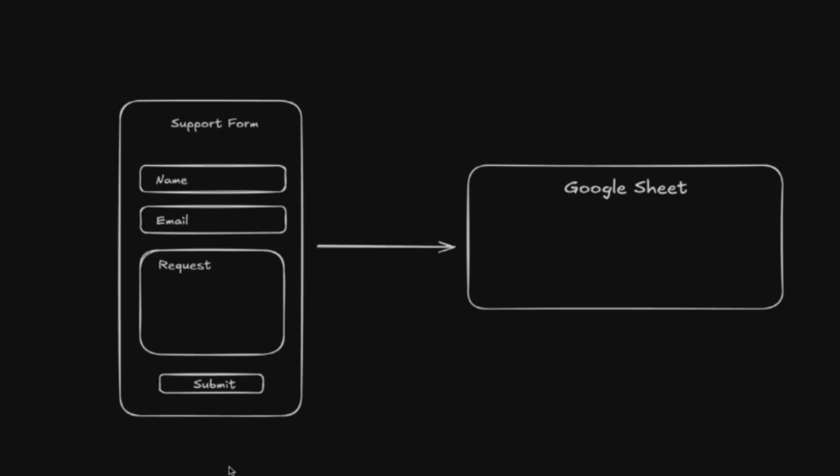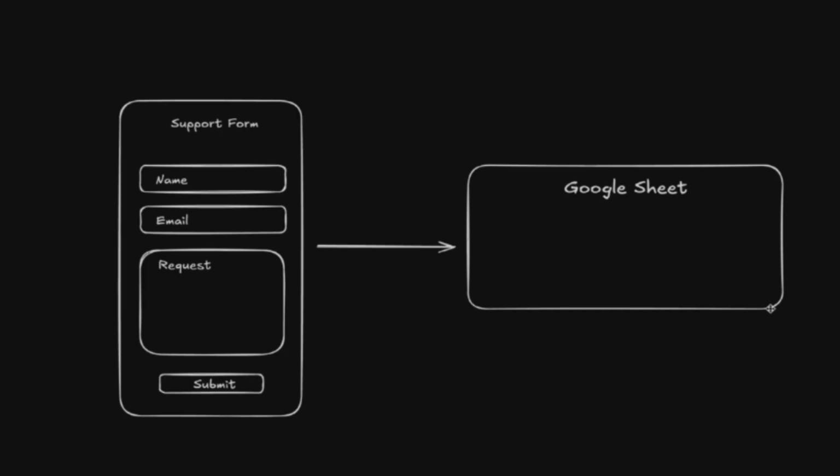So what are we trying to do? Well, we will create a support form where some users can actually send us a request. And then what we want to do with this workflow is send this support form automatically to a Google Sheet. Now, support forms are integrated by default in n8n, but the Google Sheet is not.